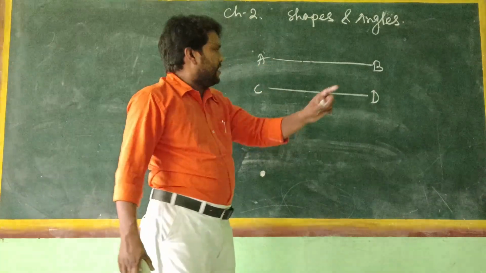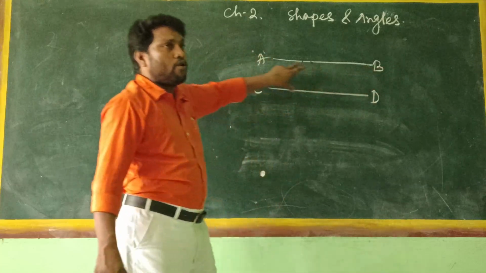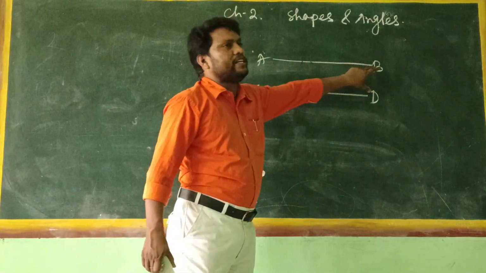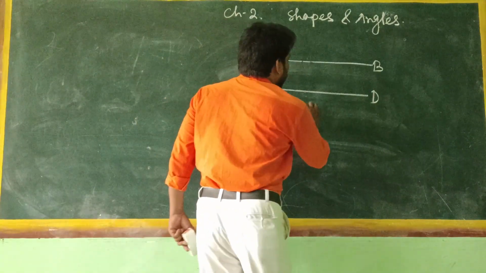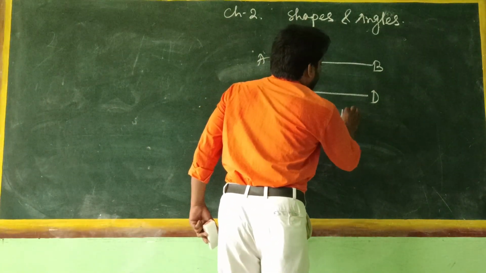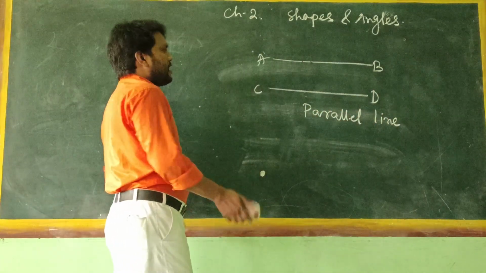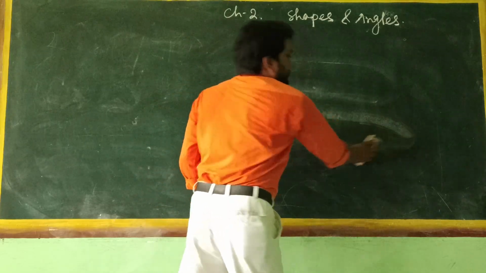When a pair of straight lines never meet each other, and they can be extended both sides indefinitely, and if they maintain their equidistance, then this pair of lines is called parallel lines. Okay, so these are the line, point, parallel line, line segment, rays, etc.